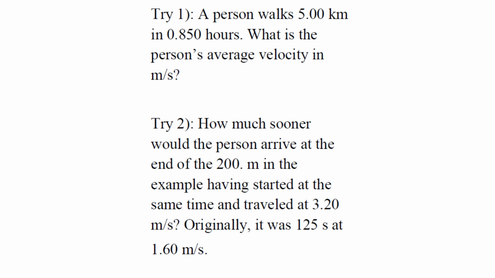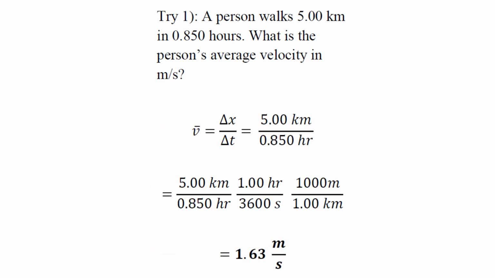Okay, so the first problem, I'm going to show the answer now. Person walks 5 kilometers in 8.5 hours. What is the person's average velocity in meters per second? So this is just going to be plugging into the definition of average velocity, which is a useful thing to practice at this point. So yeah, definition of average velocity is change in position over change in time. Change in position is 5 kilometers. Change in time is 0.85 hours.